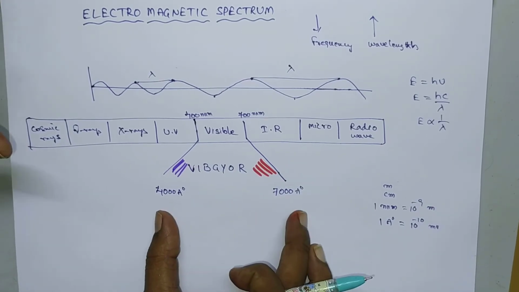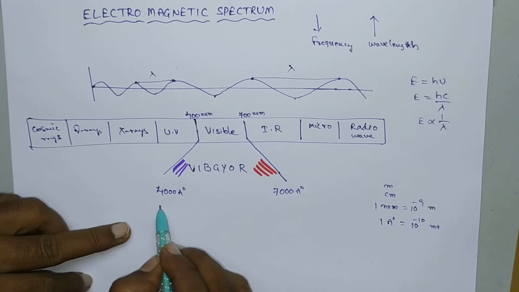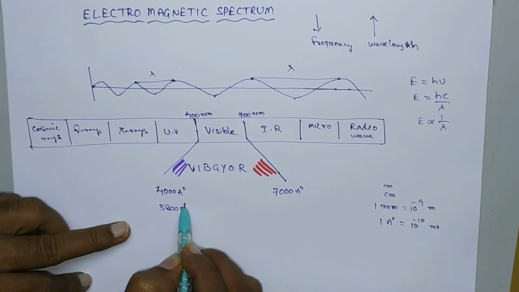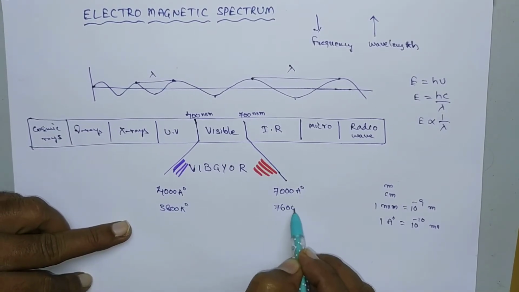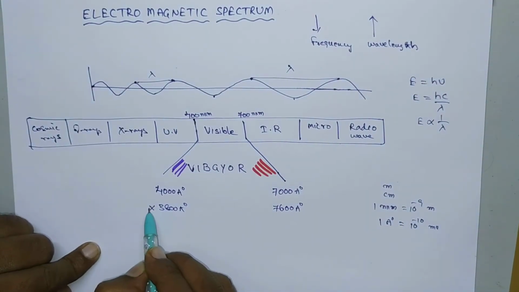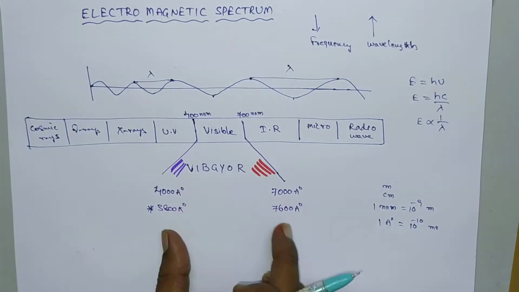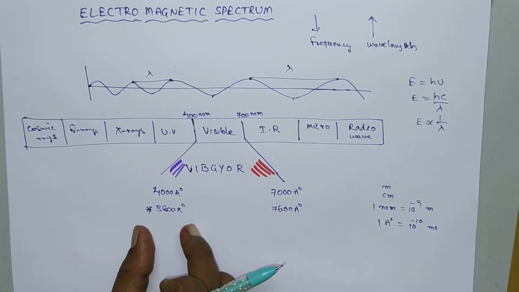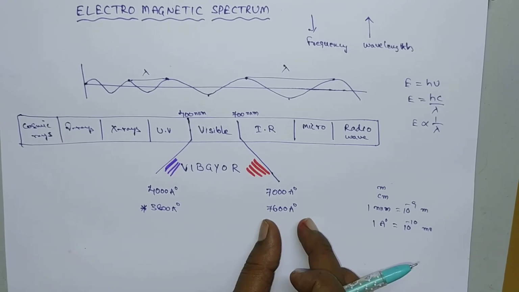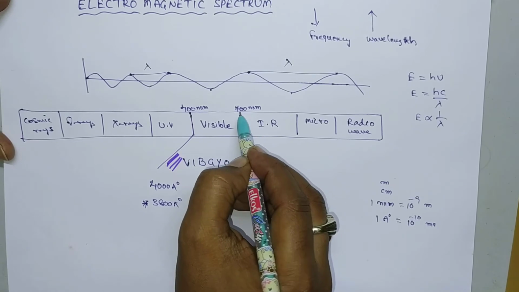So strictly speaking, the radiation whose wavelength lies between 3800 angstrom units and 7600 angstrom units is said to be visible radiation. This is the exact value for the visible radiation, the earlier one was a rough value. Now let us check the remaining ones also.